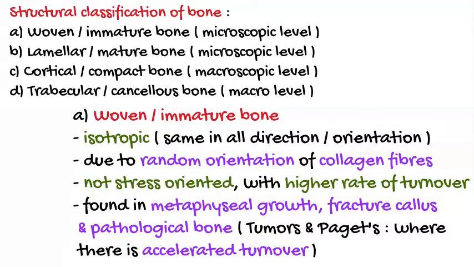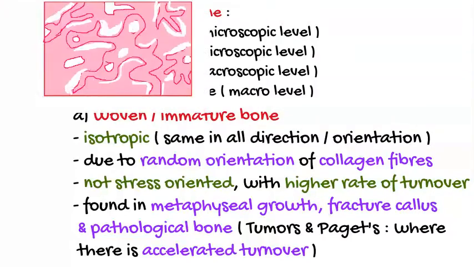It is due to random orientation of collagen fibers. It is not stress-oriented, with a higher rate of turnover. Woven or immature bone can be found in the metaphyseal growth region, the fracture callus region, and in pathological bone, for example in tumor of the bone and Paget's disease, whereby there is an accelerated turnover.